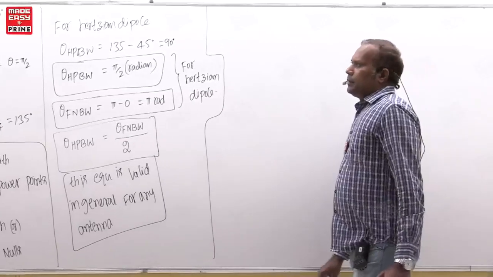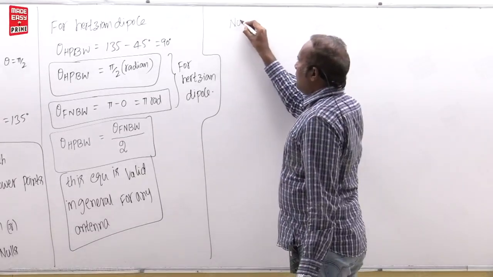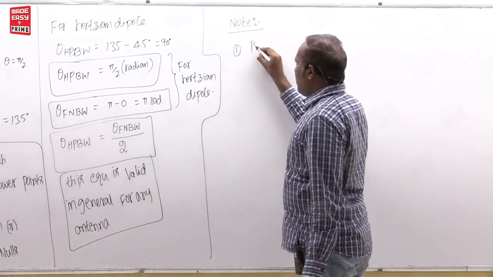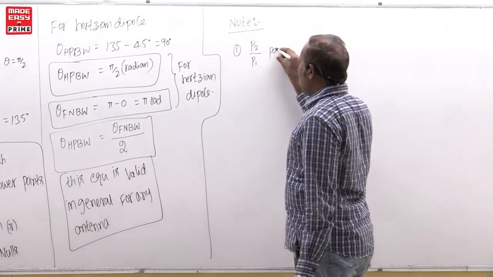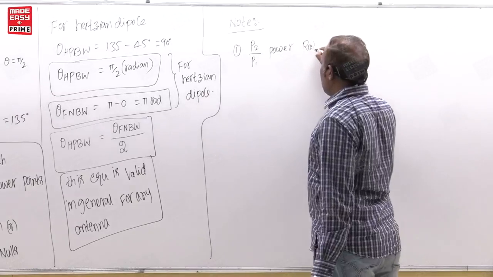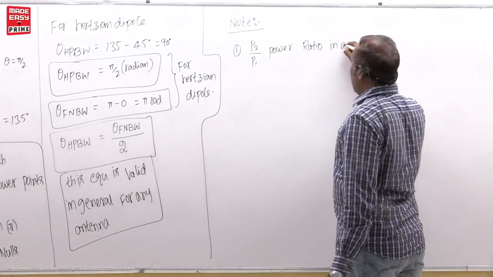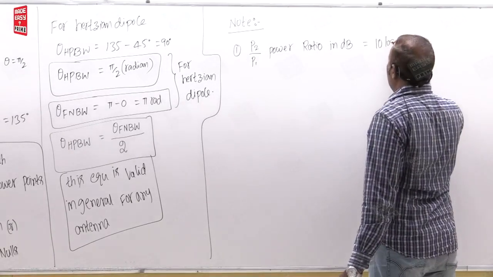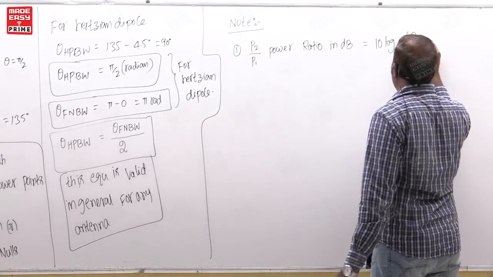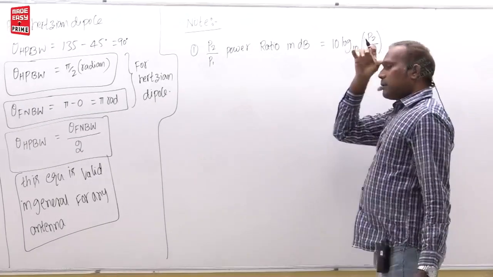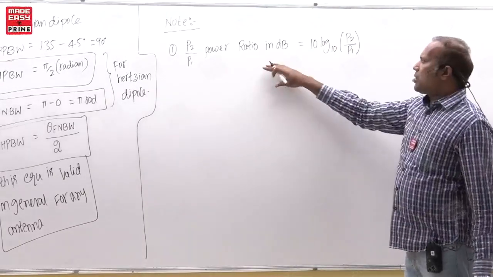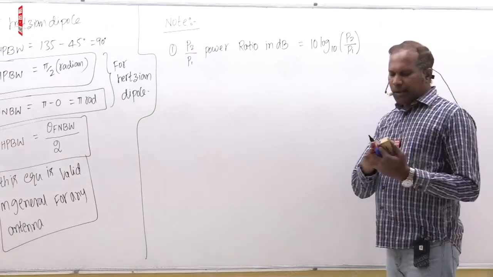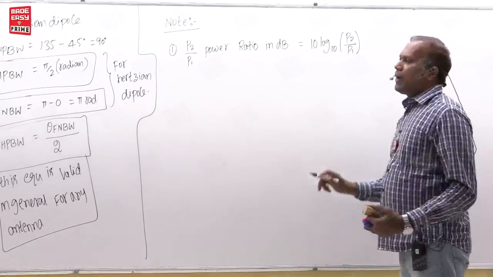Right. Now students, you see this one, P2 by P1 power ratio in dB is equal to 10 log 10 P2 divided by P1. Actually, if you want any power ratio in decibels, then you have to take 10 log 10 of the power ratio, because inside the logarithm you should not have any unit.